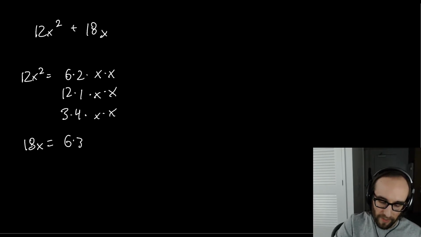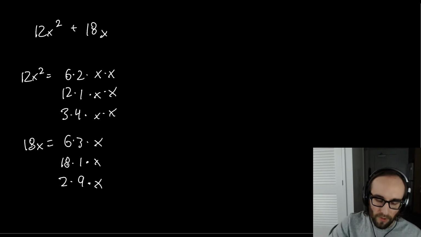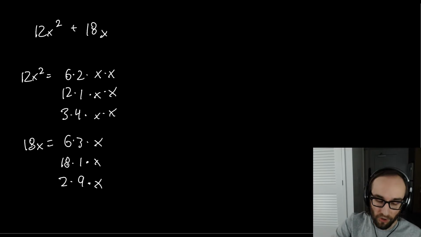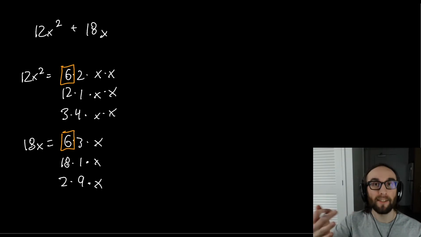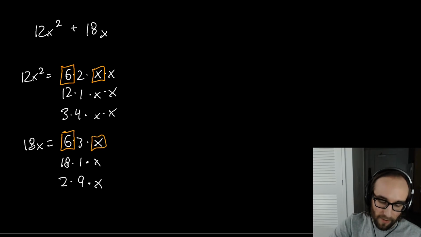So one way is to rewrite it in all the different ways we can. 18x is 6 times 3 times x, 18 times 1 times x, or 2 times 9 times x. So here, what we're going to do is look at all of these different factors and find the greatest factor that they share. In this case, they both share 6 as a factor. They also share 2 and 3, but 6 is the greatest common factor. And then x is also a factor they share. They also share the variable x.